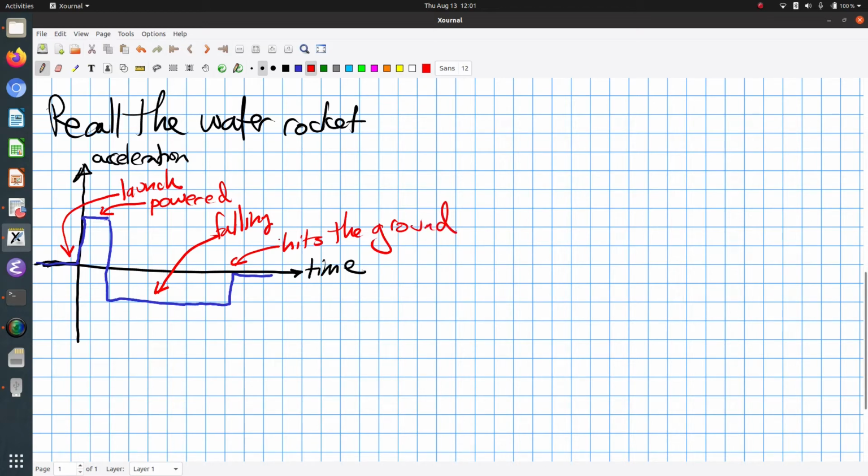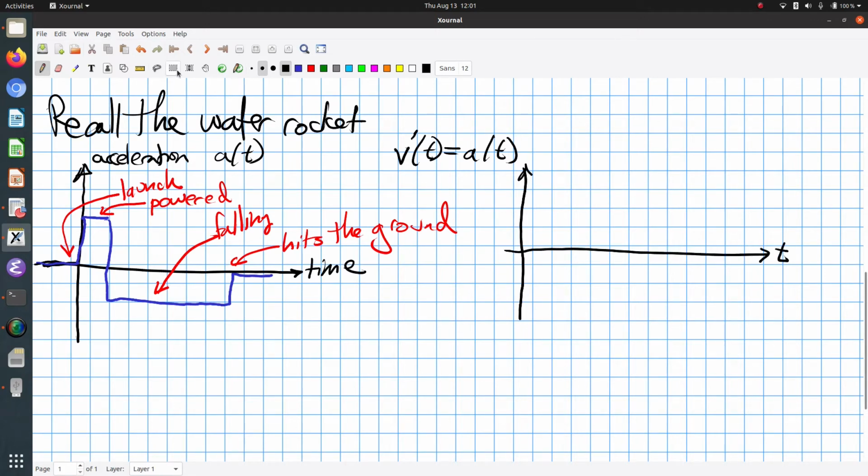Okay. Now, if I wanted to draw the antiderivative of this, let's call this a of t for acceleration. I want the antiderivative of a of t. We know that the velocity, v of t, if I take the derivative of it, I get a of t. So I need an antiderivative. So let me draw that. Let me draw v of t.